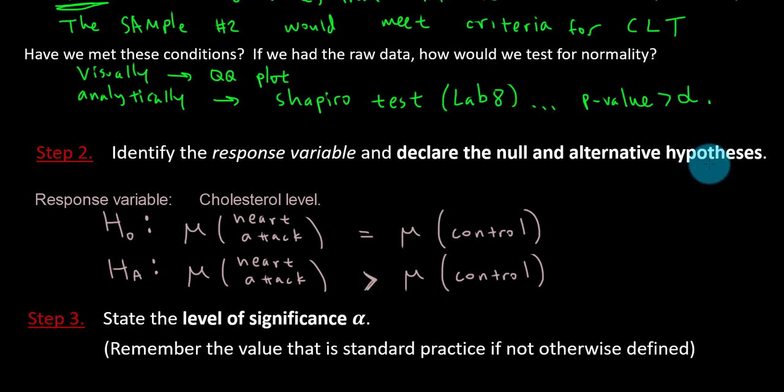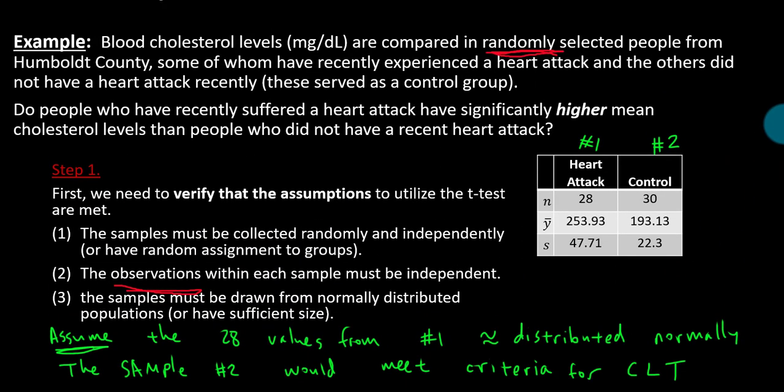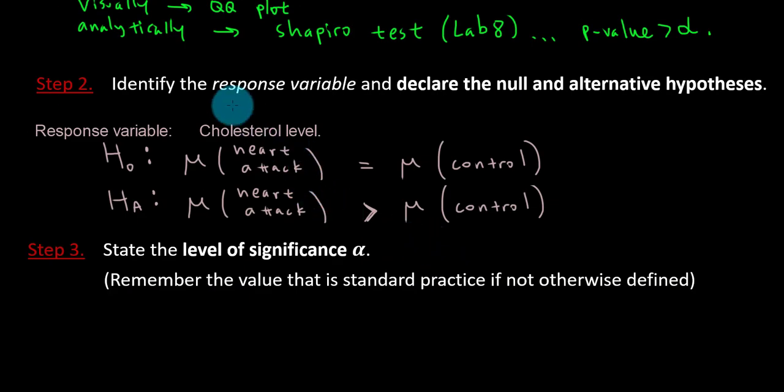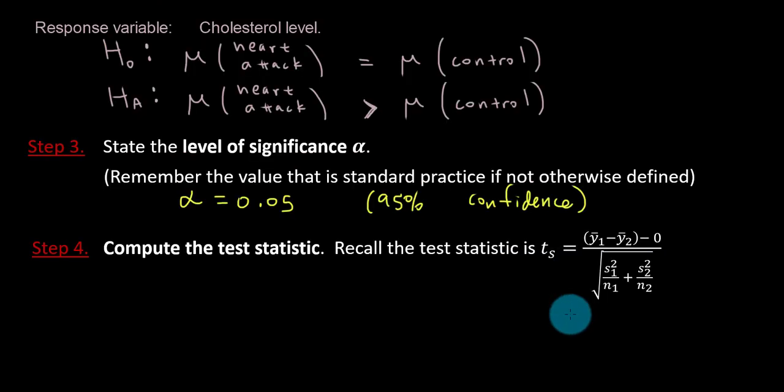Next step, let's declare our level of significance, alpha. Were we told to use a particular alpha in the description of the problem? I don't think so. So what would we state as the default value for alpha? You got it, 0.05, right? And that corresponds with a confidence level of 95%, just as a reminder there.